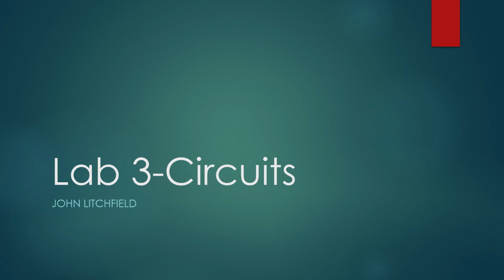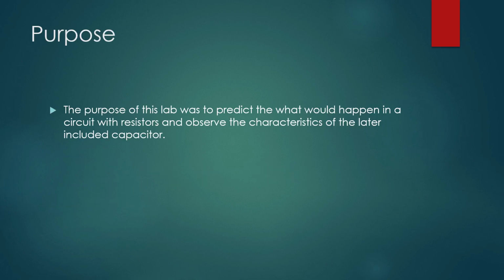Lab 3 was about circuits. The purpose of this lab was to predict what would happen in a circuit with resistors and observe the characteristics of the later included capacitor.